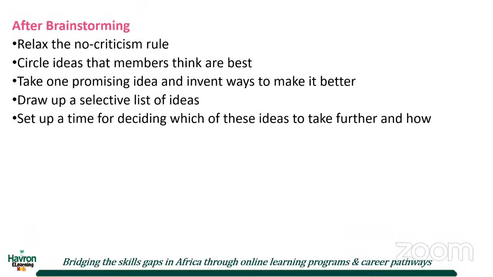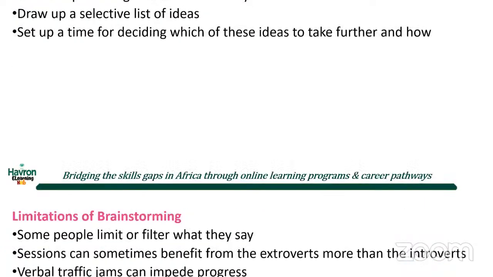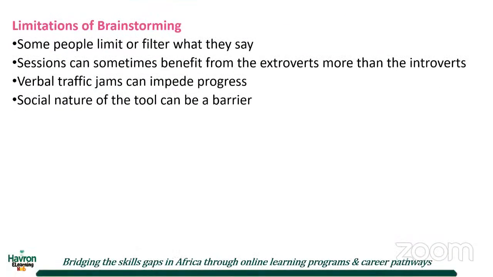So now there are also some limitations for brainstorming. Some people limit or filter what they can say, and the sessions sometimes benefit the extrovert more than the introvert, so their verbal tradition can impede progress. The social nature of the tools can also be a barrier.